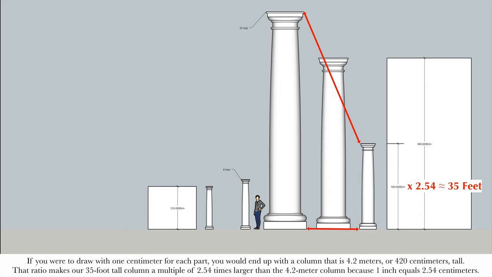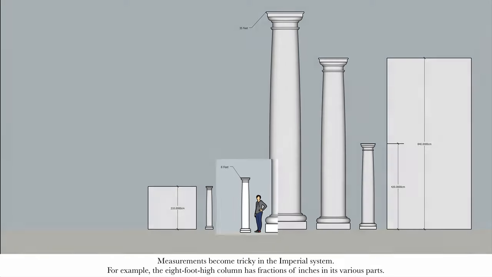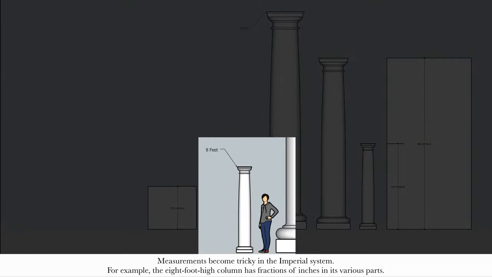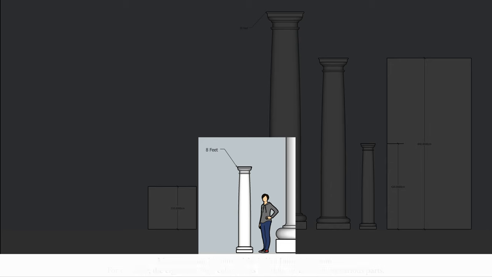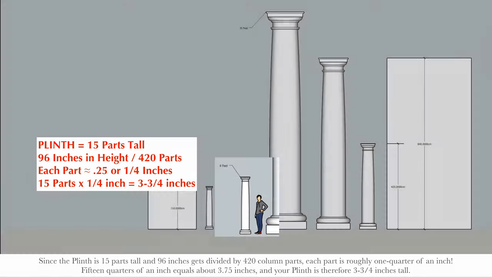Measurements become tricky in the Imperial system. For example, the 8-foot high column has fractions of inches in its various parts. Since the plinth is 15 parts tall and 96 inches gets divided by 420 column parts, each part is roughly 1/4 of an inch. 15 quarters of an inch equals about 3.75 inches. And your plinth is therefore 3 3/4 inches tall.